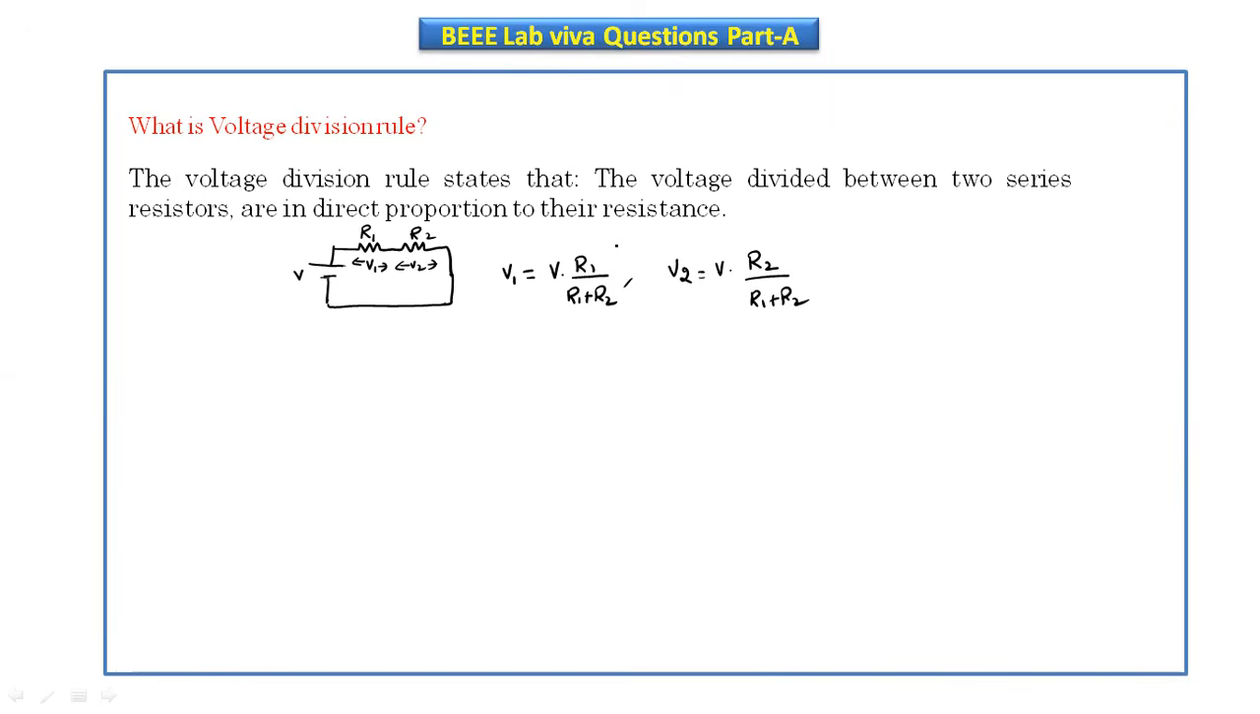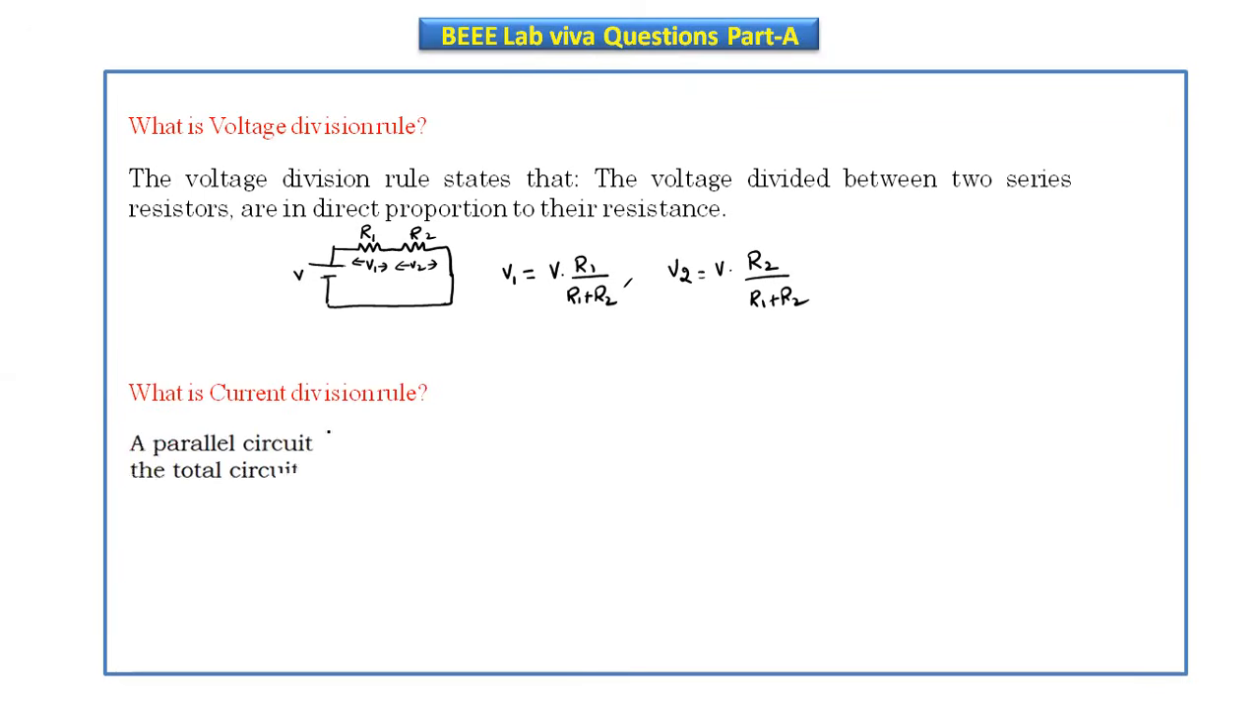This voltage division rule states that the voltage divided between two series resistors is proportional to their resistances. Here this is for two resistors. We can also take many resistors connected in series.